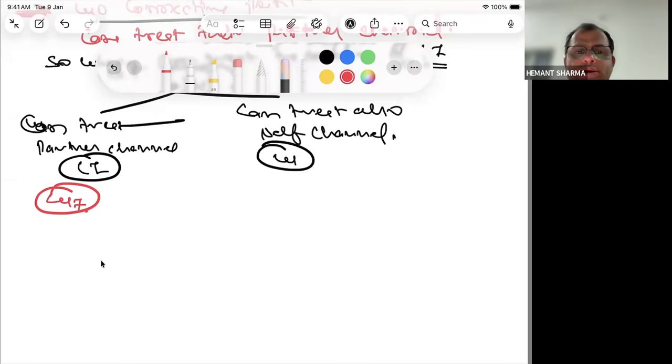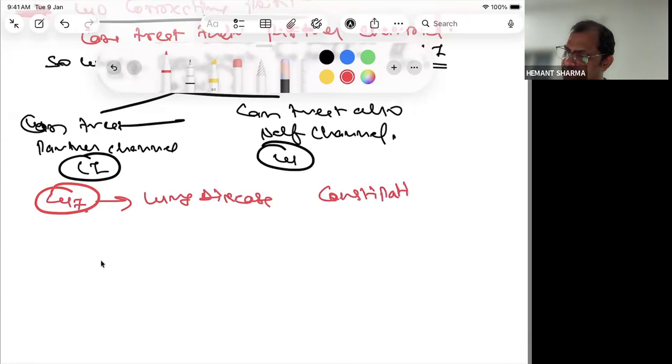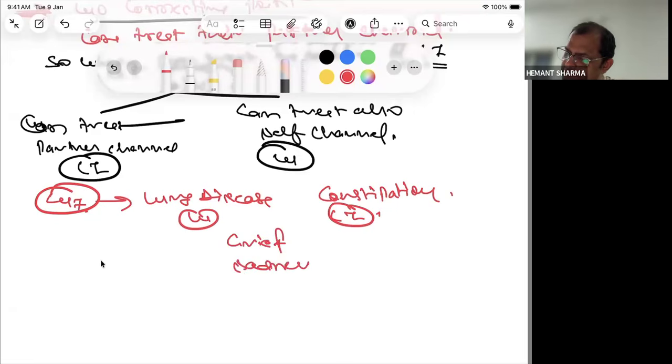So this is the very important added information about Lung 7. So Lung 7 will work on lung disease as well as constipation. Lung 7 will work on large intestine as well as lung. If the person is having grief, sadness, depression.